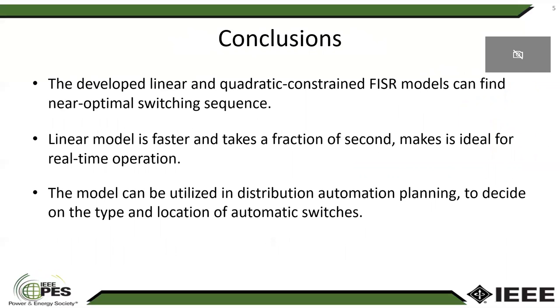In conclusion, we have developed linear and quadratic constraint models for fault isolation and service restoration for distribution systems with limited number of remotely accessible switches. The linear model was shown to be the fastest as compared to the QC model and other available methods, which makes it ideal for real-time operation.